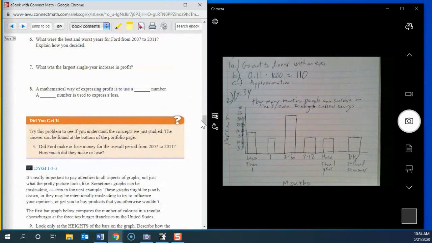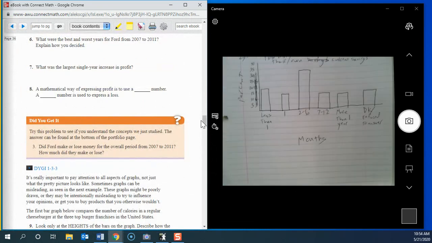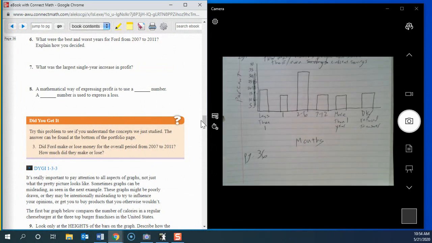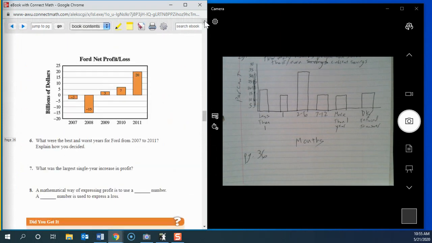Now, on page 36, this is the last did you get it problem. It says, try this problem to see if you understand the concepts we just studied. The answer can be found at the bottom of the portfolio page. Did Ford make or lose money for the overall period from 2007 to 2011? How much did they make or lose? Okay, let's go here. This is what they were asking. Did they make or lose money? Okay, so let's take a look here.